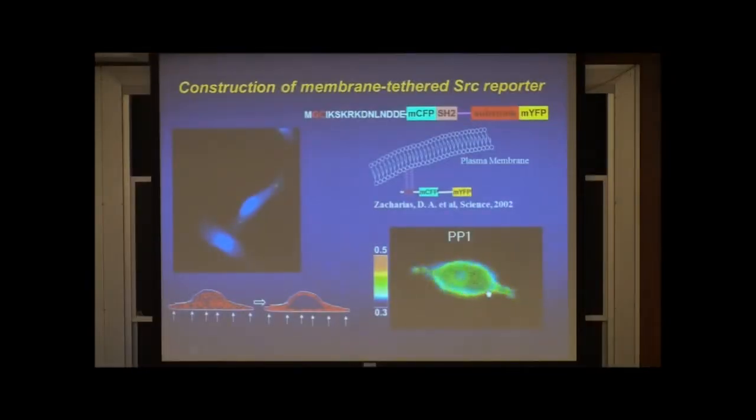So with this improved biosensor, we can further target the biosensor to the membrane. We can modify the N-terminal of the biosensor so that it will only stay on the membrane, because Src is known to be activated at the membrane, okay? So with membrane targeting, you can clearly see the biosensor no longer diffuses in the whole cell, only staying in the membrane, and you can stimulate it. And if you add the specific inhibitor, for example, PP1, you can suppress the FRET signals, suggesting the biosensor after targeting is still specific in reporting the Src activity.